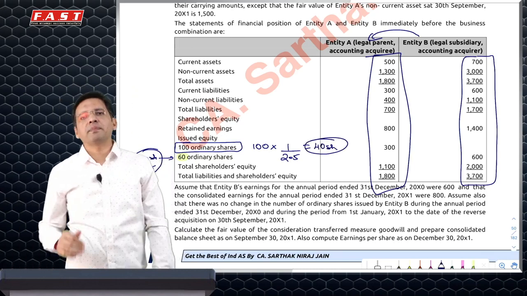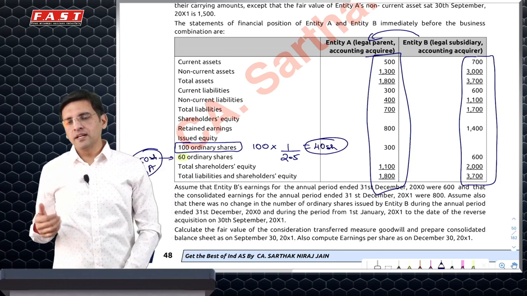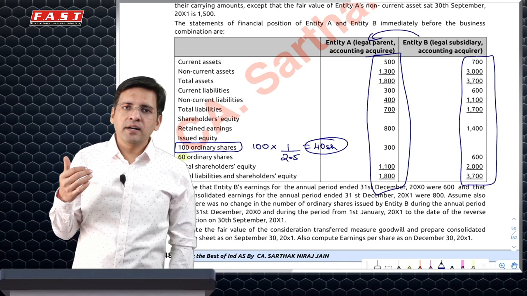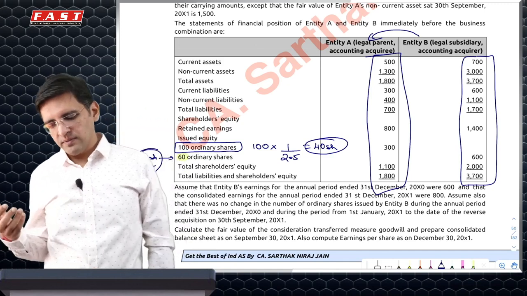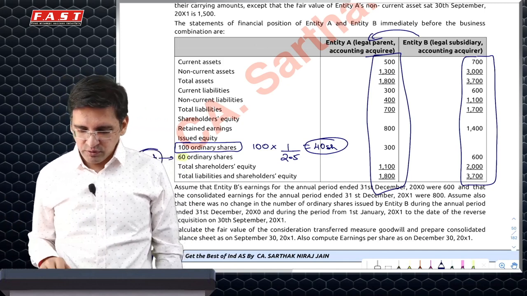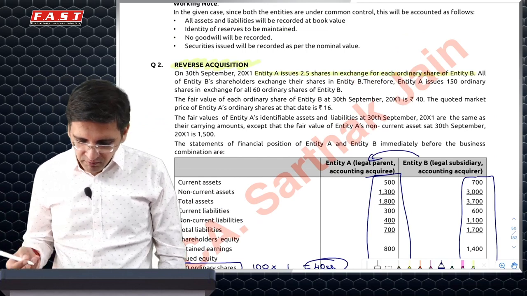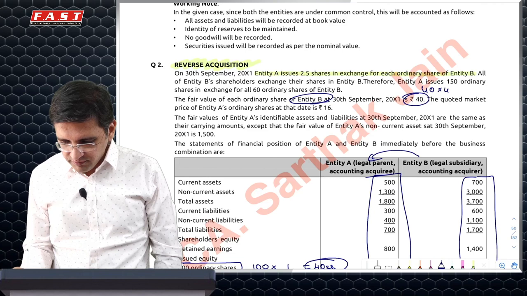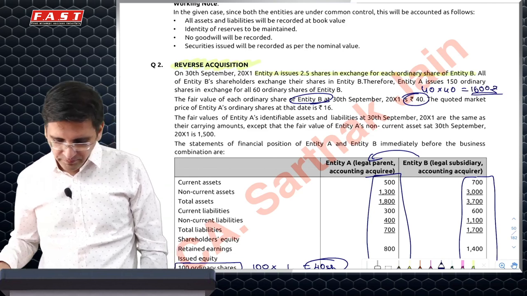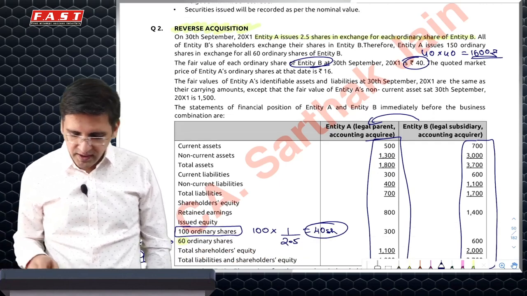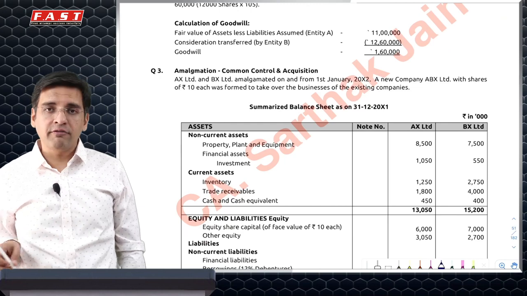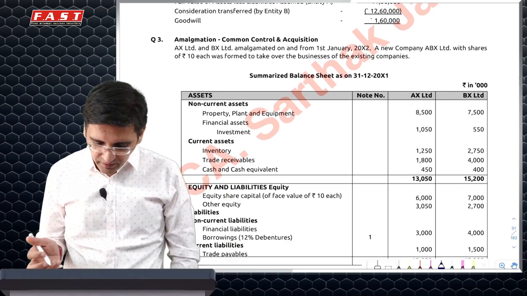So we will say that PC for acquiring A, legally A has acquired B, but in substance B has acquired A. And what it has given in return, we will assume that B would have given 40 of its own shares. What is the worth of 1 share of B? It is 40. So 40 shares into 40, 1600 is the PC. Against which, what are the net assets of A? Difference would be goodwill. Books goodwill shown would be of A, not of B.